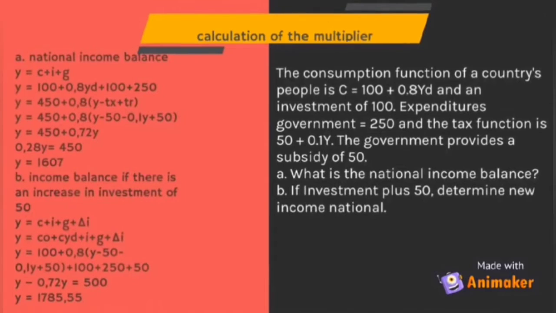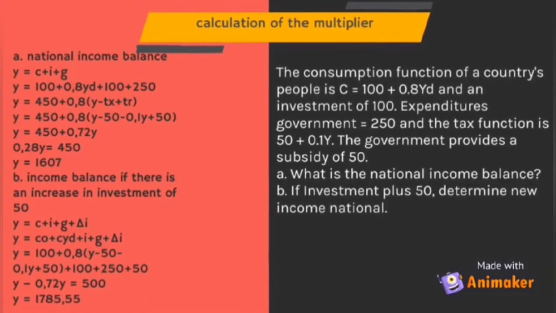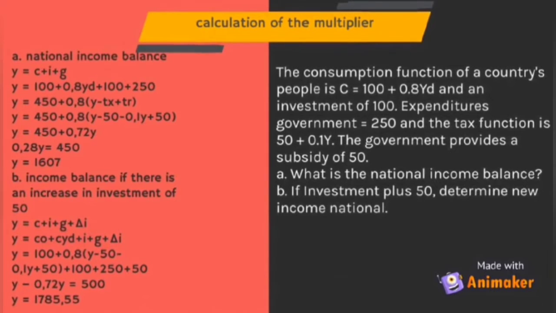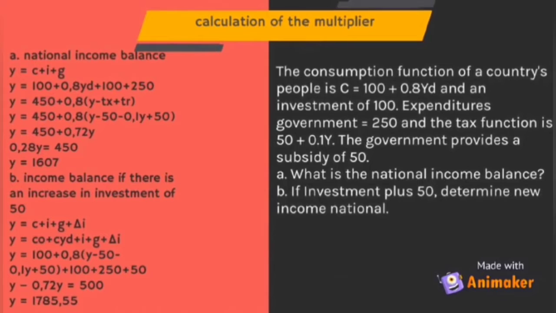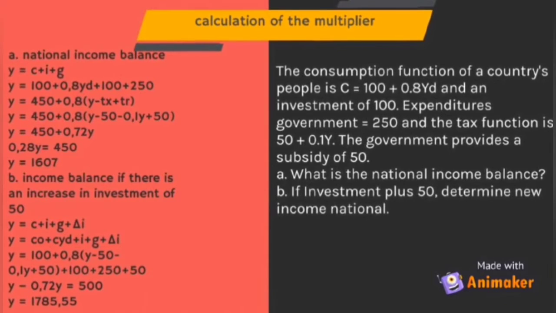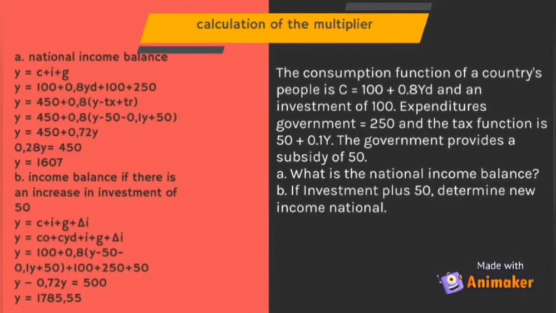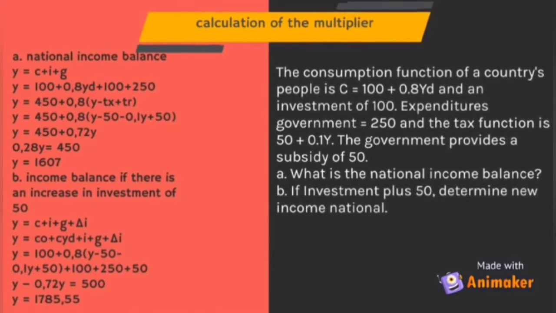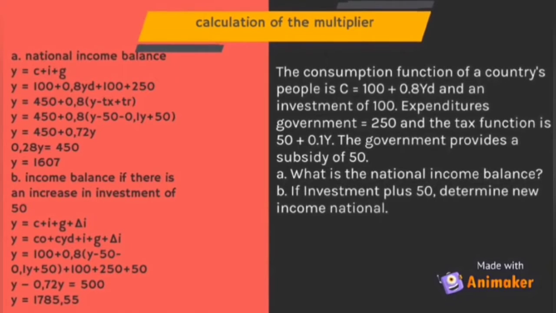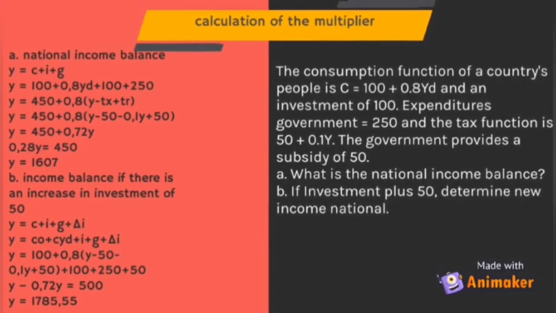Calculation of the multiplier. Question 1: the consumption function of a country's people is C equals 100 plus 0.8 YD, and an investment of 100, government expenditure equals 250, and the tax function is 50 plus 0.1Y. The government provides a subsidy of 50. A. What is the national income balance? B. If investment plus 50, determine the new national income.